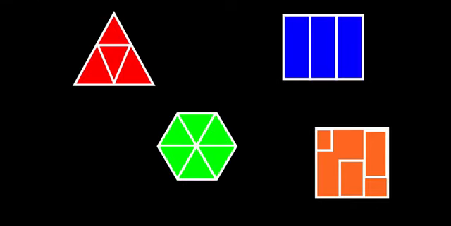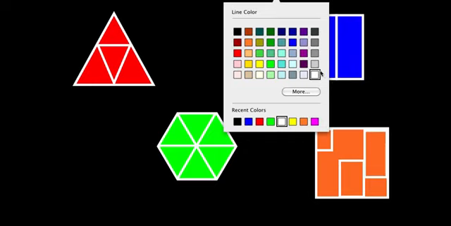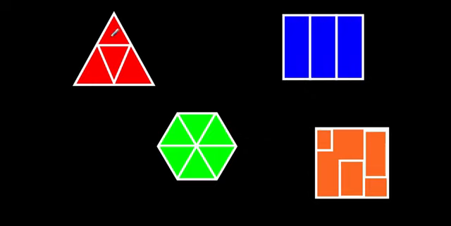Okay, I have 4 different figures here, and I'm going to start shading these figures in with my white crayon. Let me make sure it's white so you can see it. I'm going to write the fraction of what part of this figure is shaded. So let's look at the triangle first.